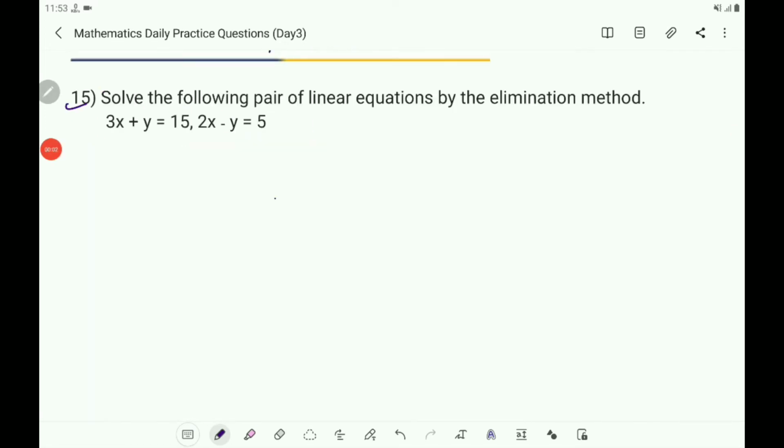Then 15th question, solve the following pair of linear equations by the elimination method. 3x plus y equals 15, 2x minus y equals 5. Here we have to solve this by the method of elimination. So you take that equation 3x plus y equals 15 and 2x minus y equals 5. Consider this is the first equation and this is the second equation.